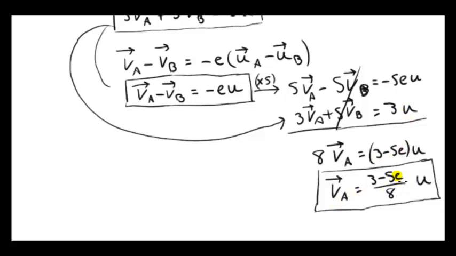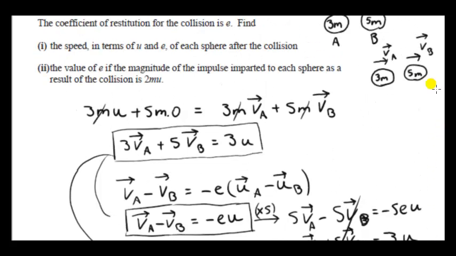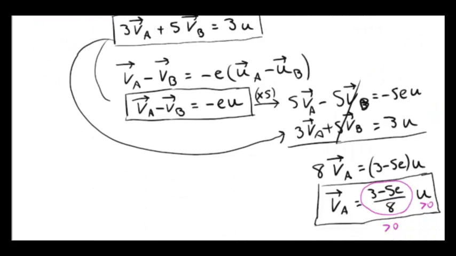Now notice that the direction of VA could be positive or negative, depending on whether this quantity is positive or negative. Now we already know that u is positive, because it's a speed. So if this thing is positive, well then VA is obviously going to be positive. So if we go back to the picture, if VA is positive, then VA is moving to the right. But of course this thing here in front of you could be negative.